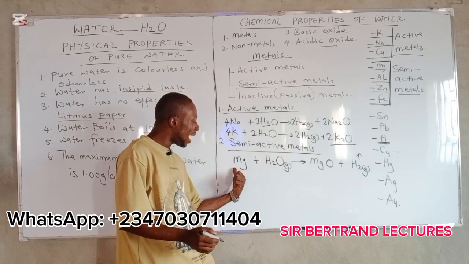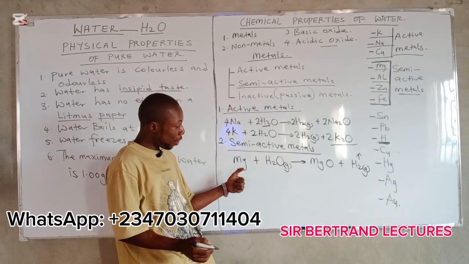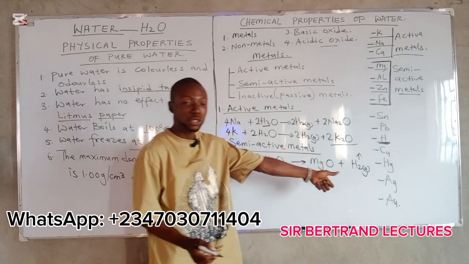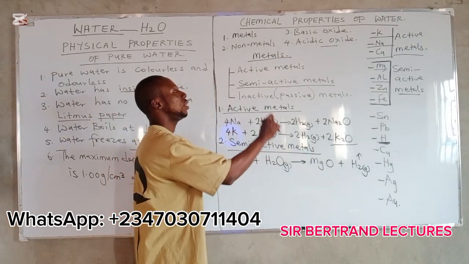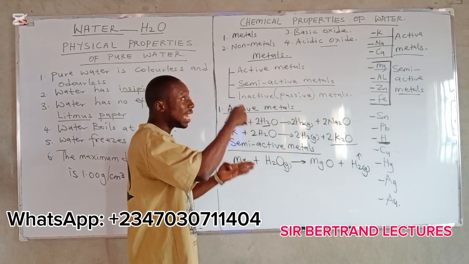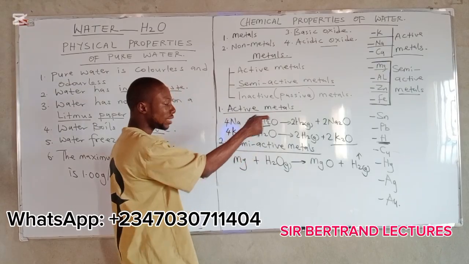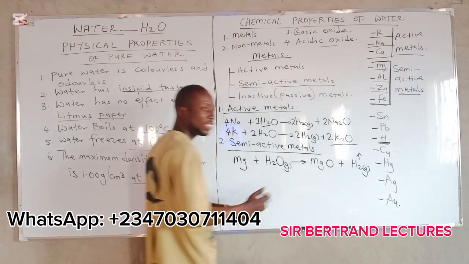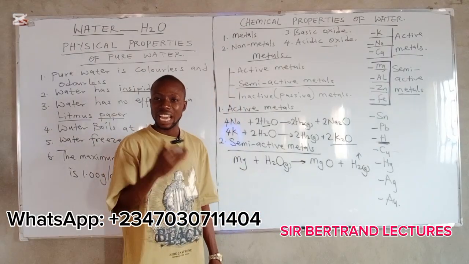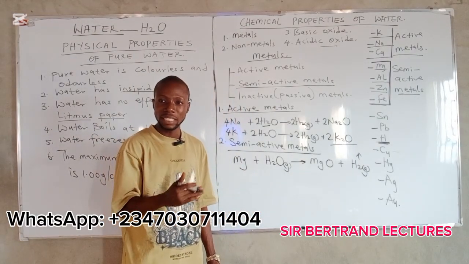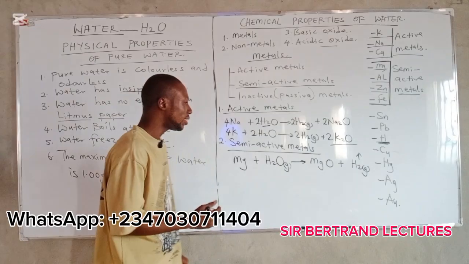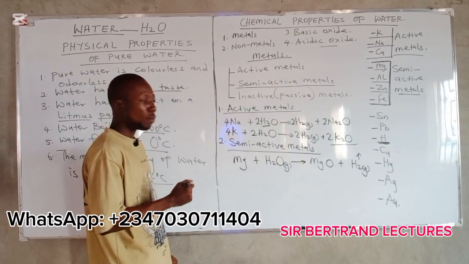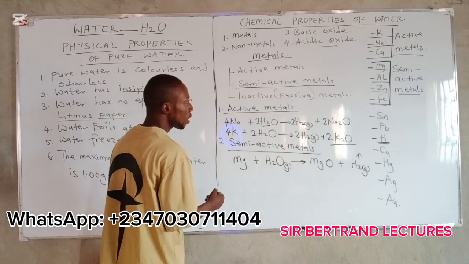So they are only reactive on steam to displace hydrogen, and that is why they are called semi-active, because they are not active in cold water, but they are active in steam. That is why the name is semi-active metals. Metals that are active to displace hydrogen in steam to form basic oxide and displace hydrogen in form of gas.